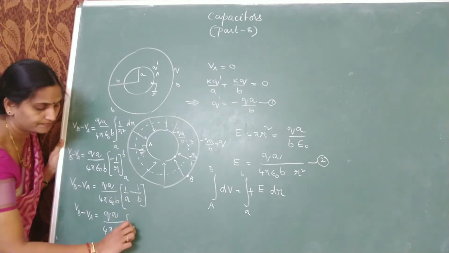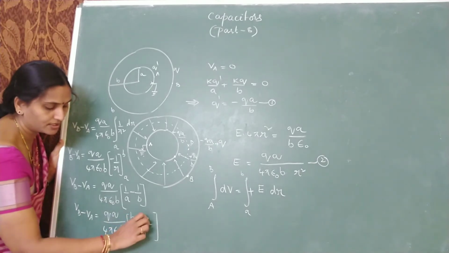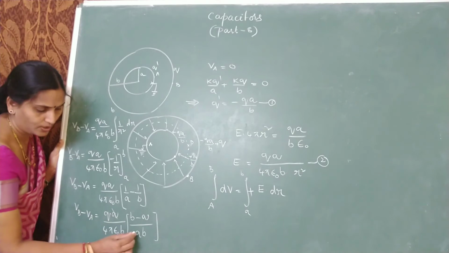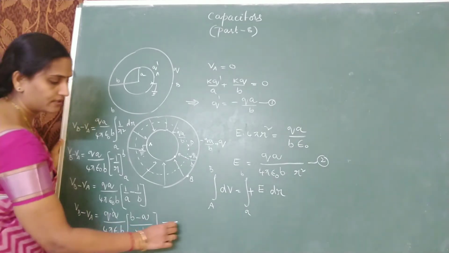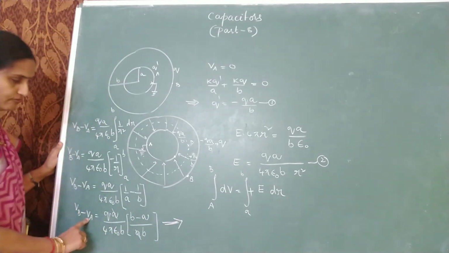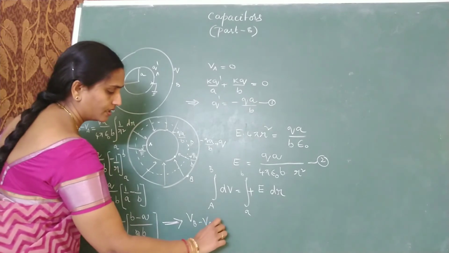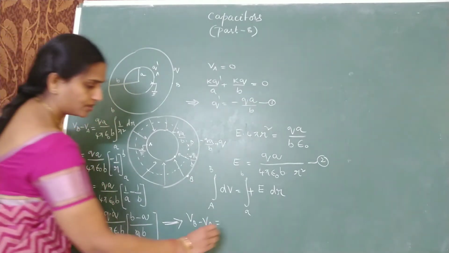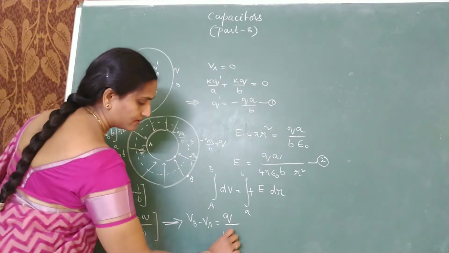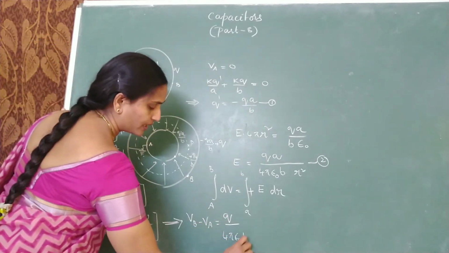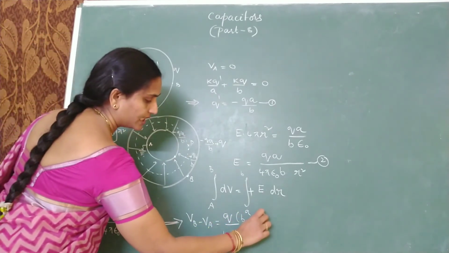Or VB minus VA is Q into A by 4 pi epsilon naught B. Take LCM, AB, and here we get B minus A. Okay, you can cancel off this A. B into B will become B square, which implies VB minus VA equals Q by 4 pi epsilon naught B square, and in the numerator we have B minus A.